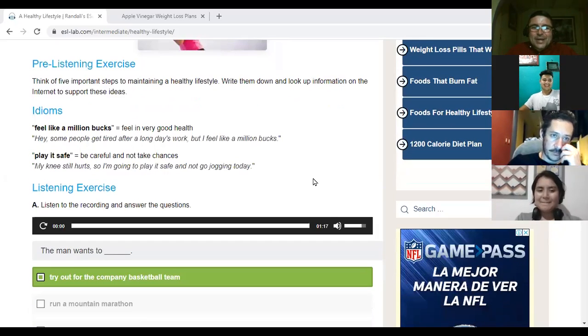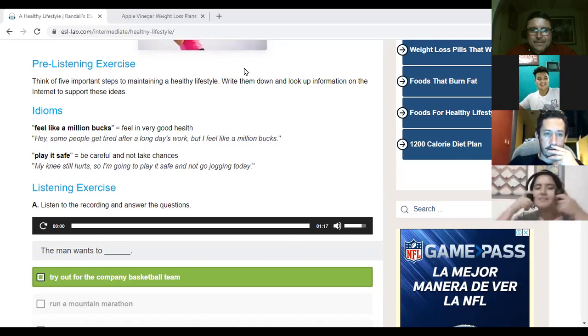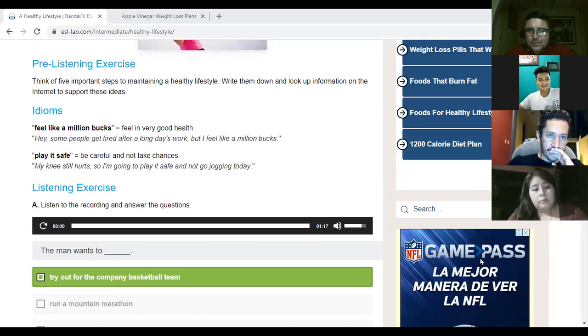Okay, so let's do the listening exercise. Please pay attention. I will mute everybody because I want everybody to pay attention. New share. This one here. Share computer.